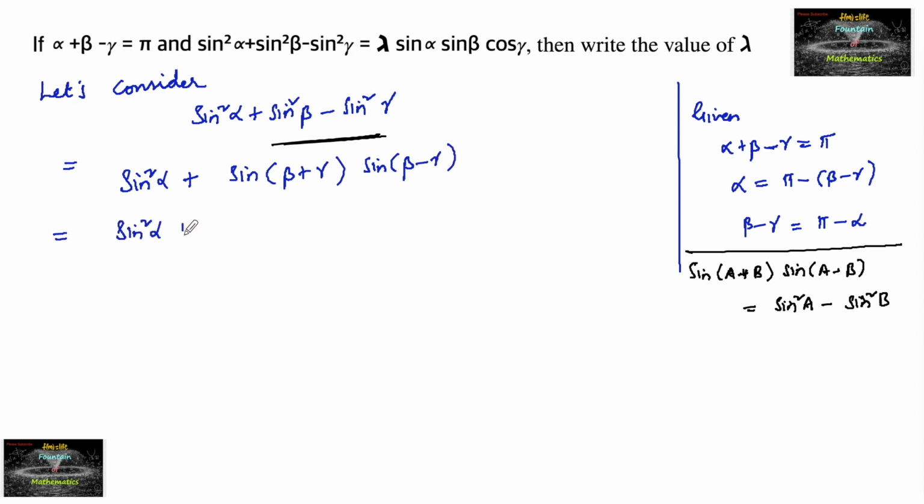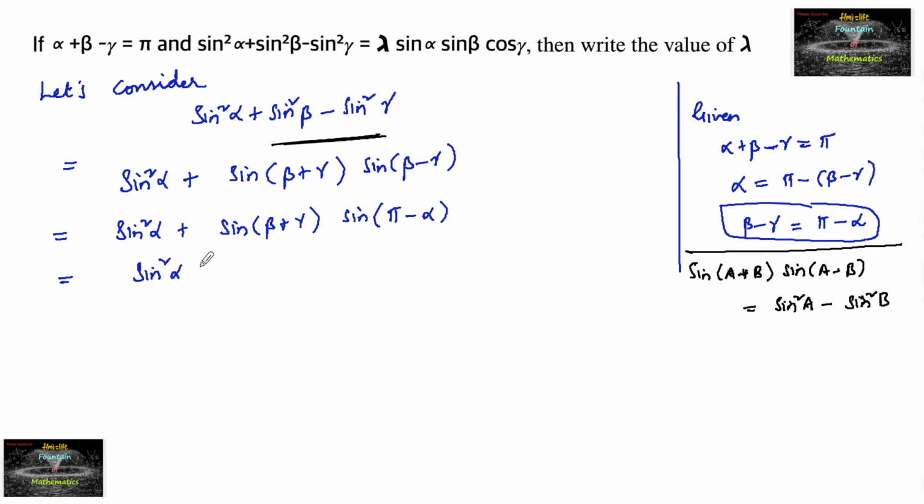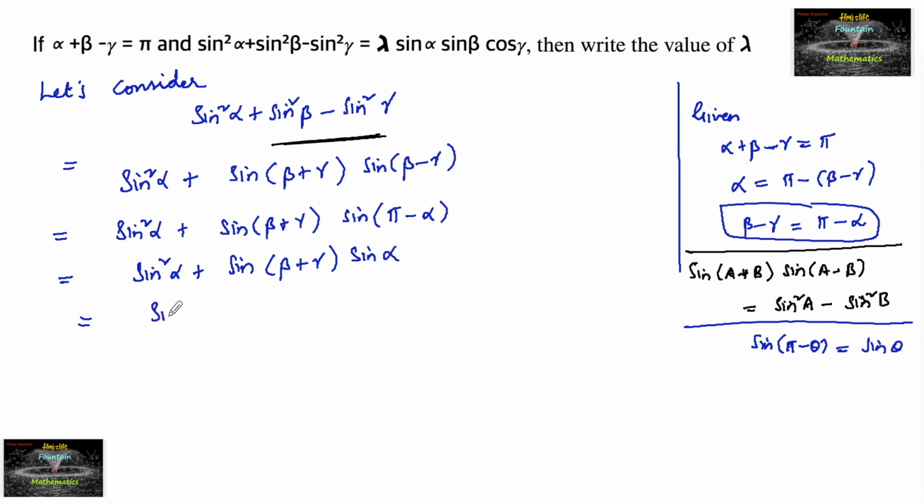which implies sine square alpha plus, since we know beta minus gamma is equal to pi minus alpha, sine of beta plus gamma into sine of pi minus alpha. Sine pi minus theta is equal to sine theta. In the second quadrant, sine is positive. So we can write here sine alpha, and hence we can take out sine alpha common.